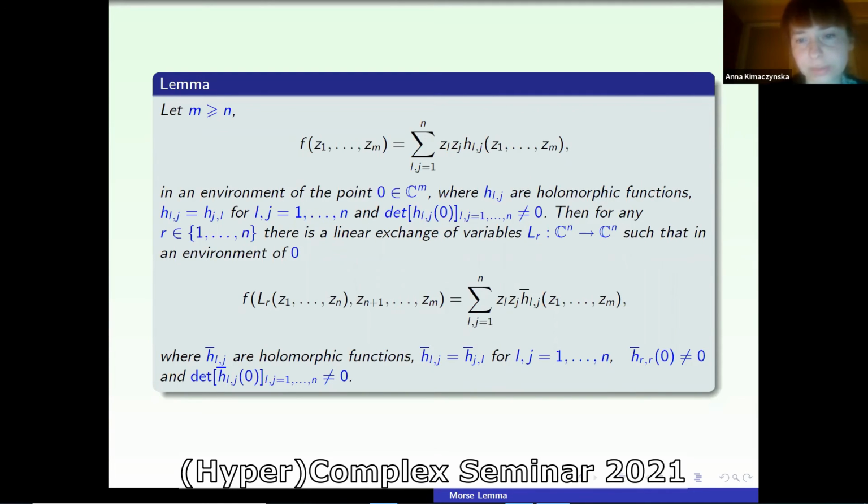the sum from l, j equals 1 to n of z_l z_j h-bar_lj of z, where h-bar_lj are holomorphic functions, h-bar_lj is equal h-bar_jl for l, j from 1 to n, h-bar_rr of 0 is not equal 0, and the determinant of h-bar_lj of 0 is not equal 0.